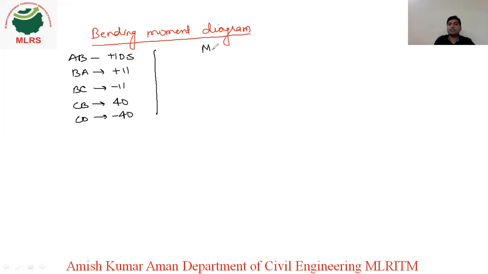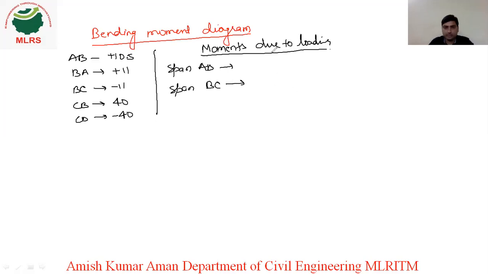Now, moments due to loading condition. For that we need to calculate for span AB and span BC. For CD there is no need to calculate, because if you see the CD, it is like this. You see, this is your D. So no need to calculate for CD. We need only the span moments for AB and BC.